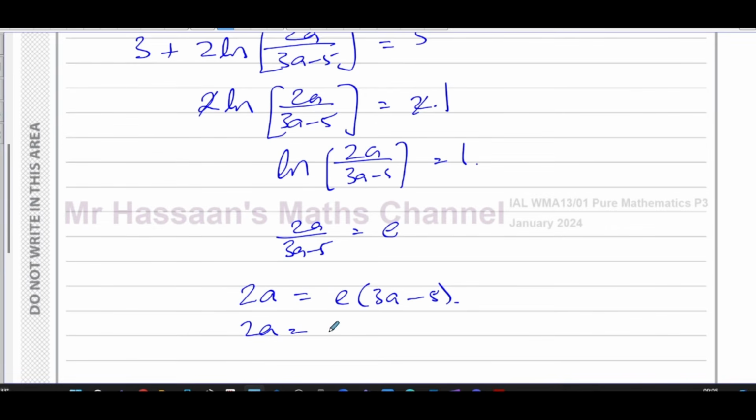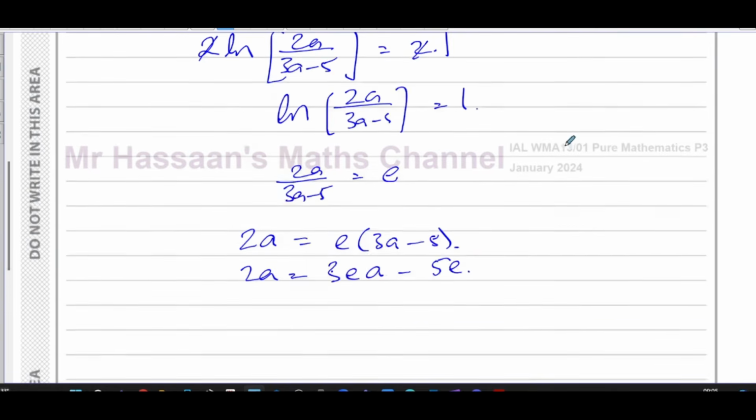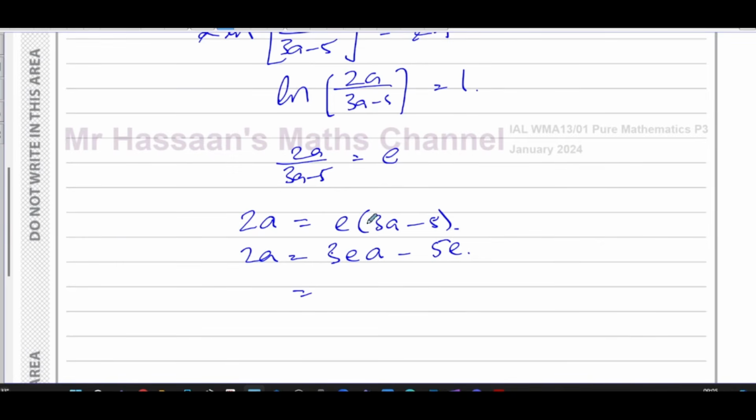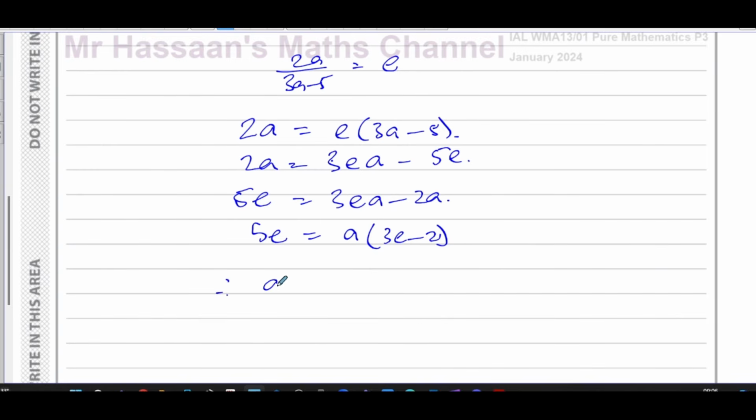If we expand this bracket, we get 3 times ea minus 5e. I want to bring the a's together. So what I'll do is I'll add 5e to both sides, and I will have 3ea minus 2a. Subtract 2a from both sides. I'm going to take a as common here. So I have a times 3e minus 2 equals 5e. So therefore, we can say a is equal to 5e over 3e minus 2.